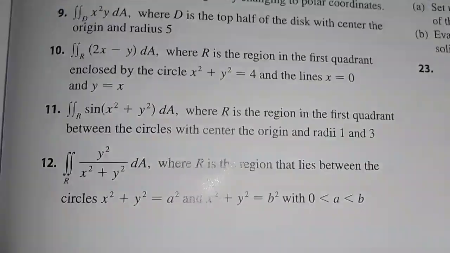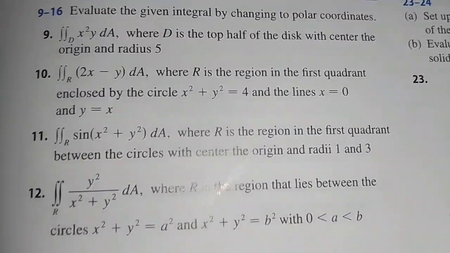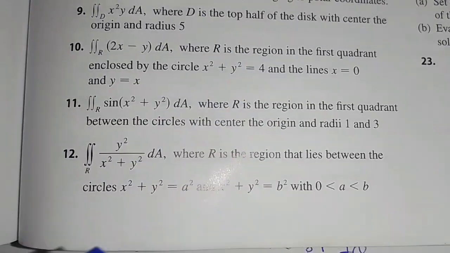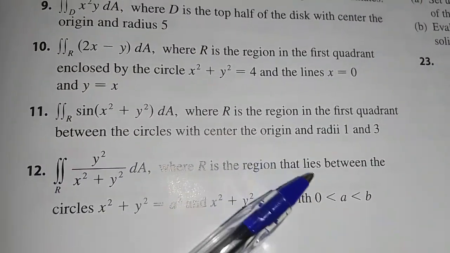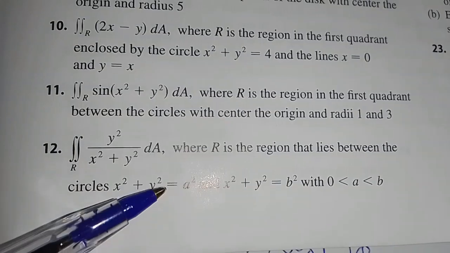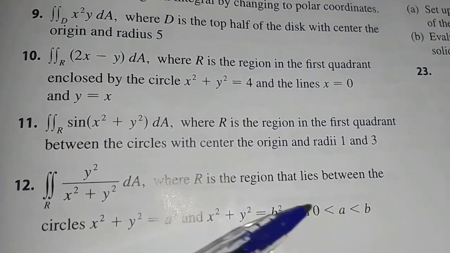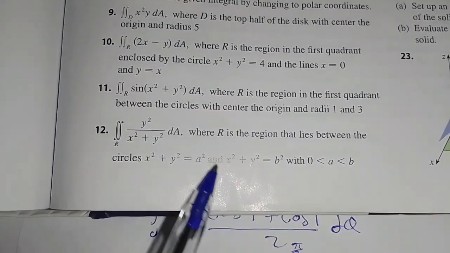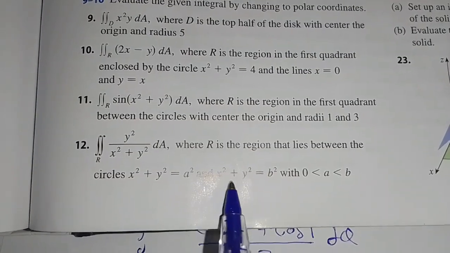So similarly, you can work out number 12, right? As long as you know what you're doing and you know the polar coordinate transformation, this should be basically easy. So if we look at number 12, we have this double integral right there, where R is the region that lies between the circles x squared plus y squared equals a squared, and x squared plus y squared equals b squared, with a between 0 and b. So this just tells you that the larger circle is of radius b.